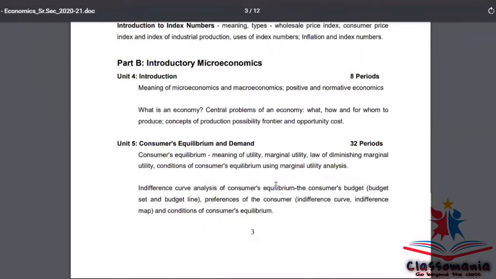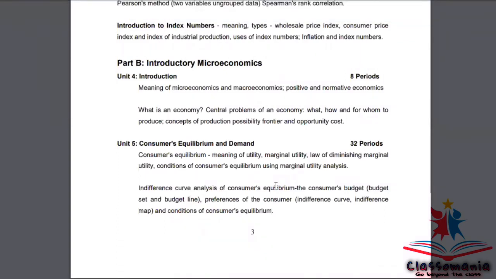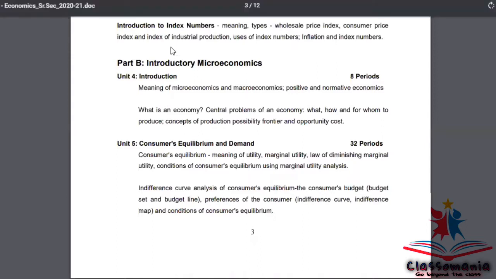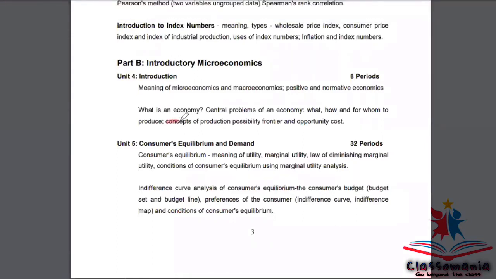As we move towards part B, introductory microeconomics, in unit 4, introduction, the topic which has been deleted is the concept of production possibility curve. The remaining topics in this unit are coming as it is for the examination. In unit 5, consumer equilibrium and demand, nothing has been deleted from this unit. Everything is coming as it is in the examination.